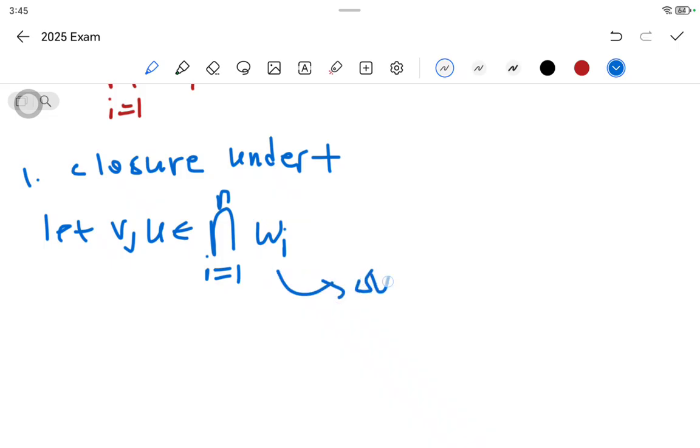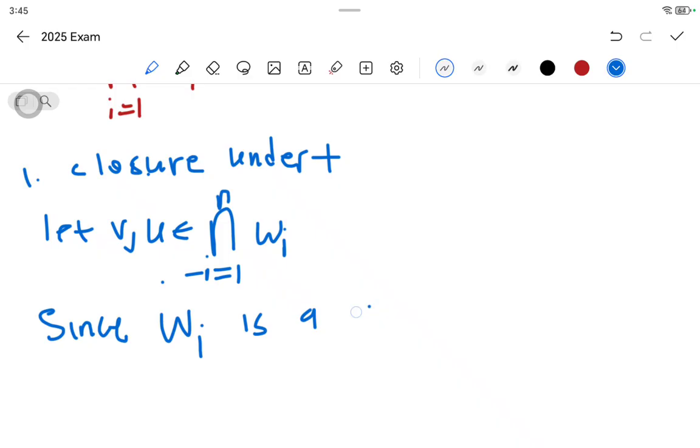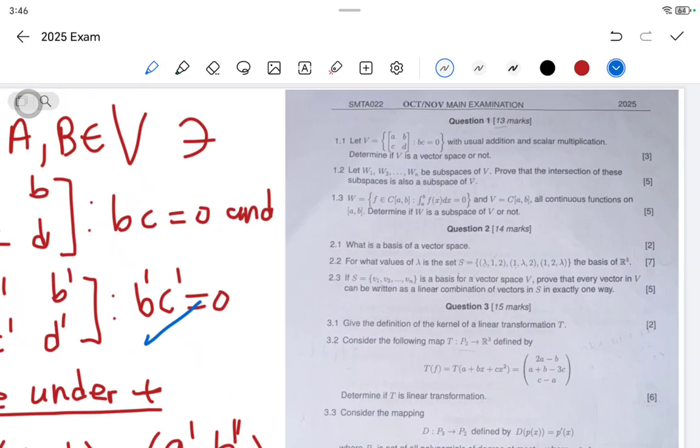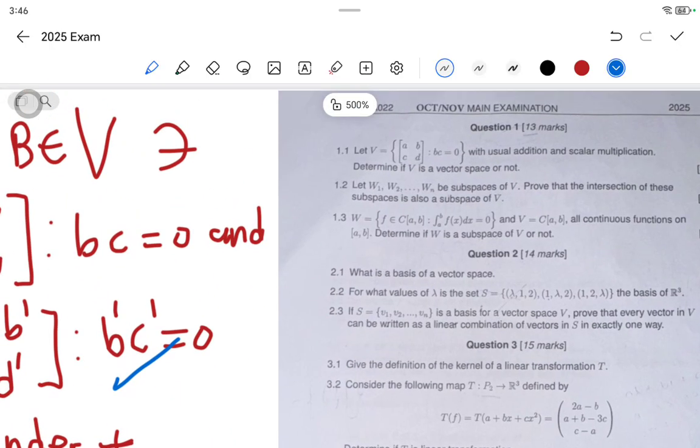subspaces of V, right? So we can come and say, since Wi is a subspace. Remember that these are subspaces. Wi is just this. So here I'm trying to summarize this, right? I don't want to write W1, W2. You must know this. This is Wi. Then this intersection is this.